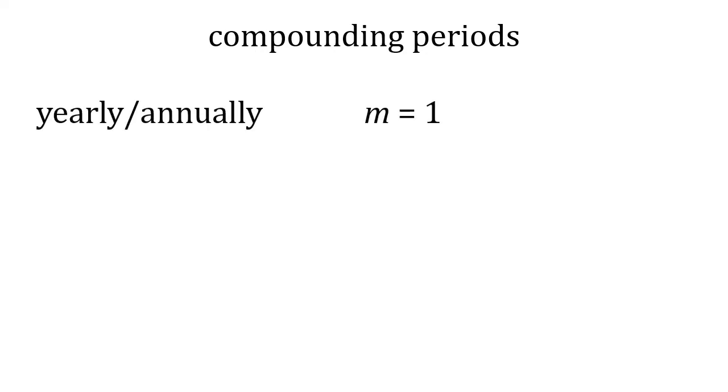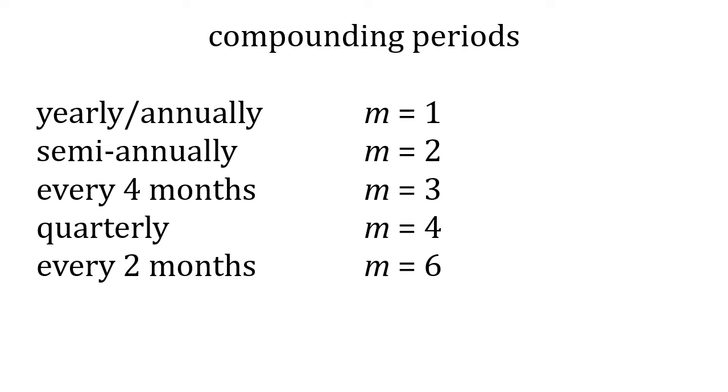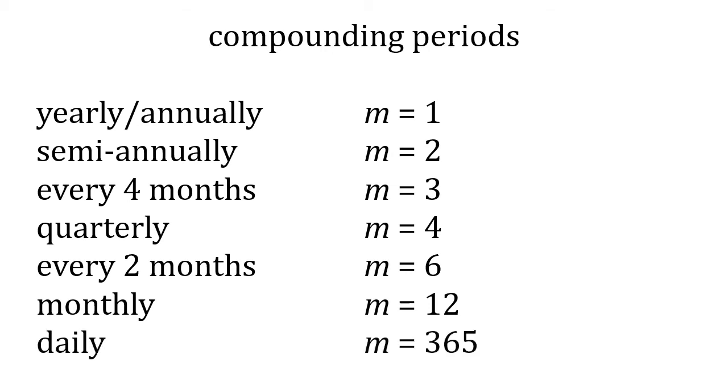So what are the different compounding periods? Yearly or annually, so M is equal to 1. For semi-annually, M is equal to 2. For every 4 months, M is equal to 3. If the compounding period is quarterly, M is equal to 4. If the compounding period is every 2 months, then M is equal to 6. If the compounding period is monthly, M is equal to 12. If the compounding period is daily, M is equal to 365. Sometimes, M is equal to 360.